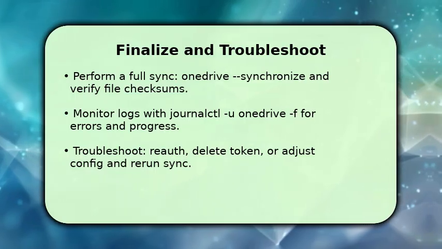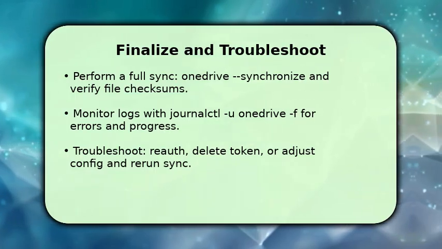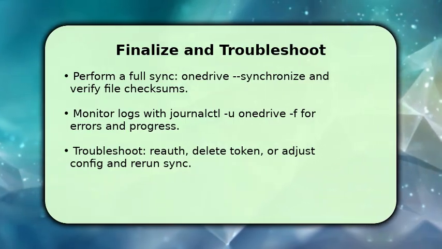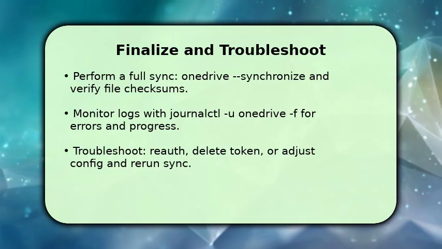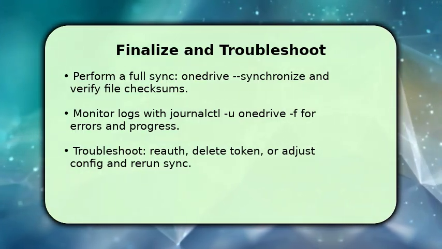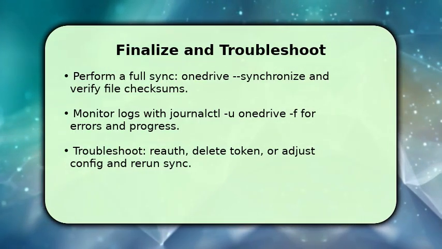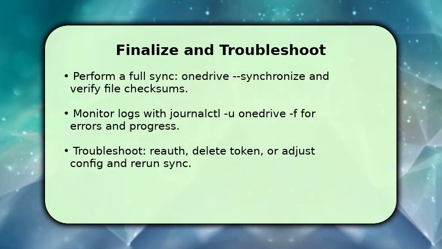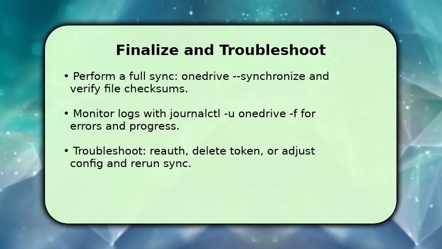Once done, watch the background service logs with journalctl -u onedrive -f to catch permission or quota errors. If something goes wrong, reauthorize the client or remove the token in the config and rerun the authentication step. Adjust exclude patterns if files are missing. One key tip: if sync stalls, check for conflicting files and correct permissions before retrying.